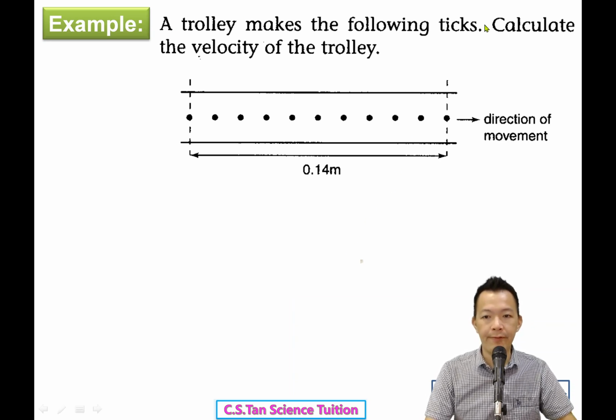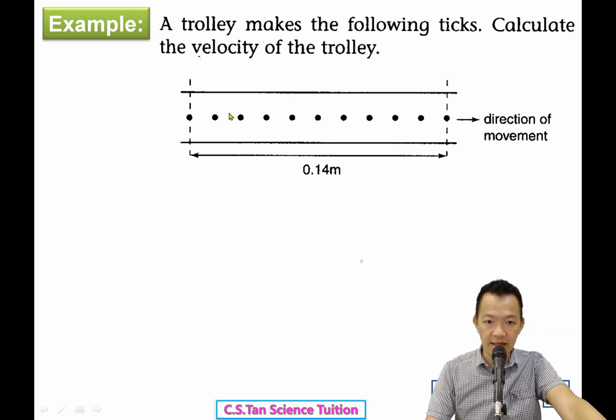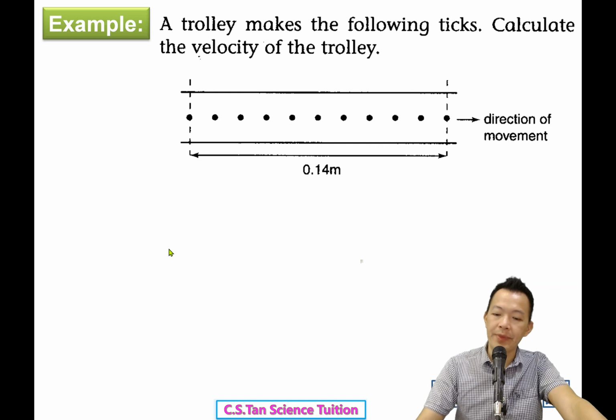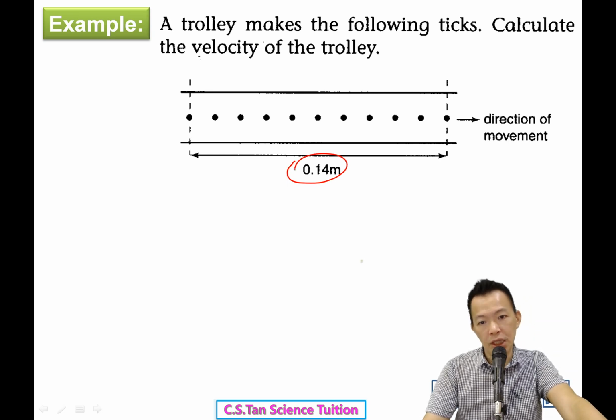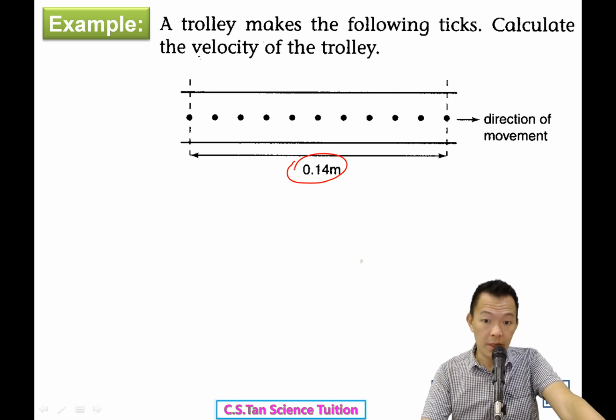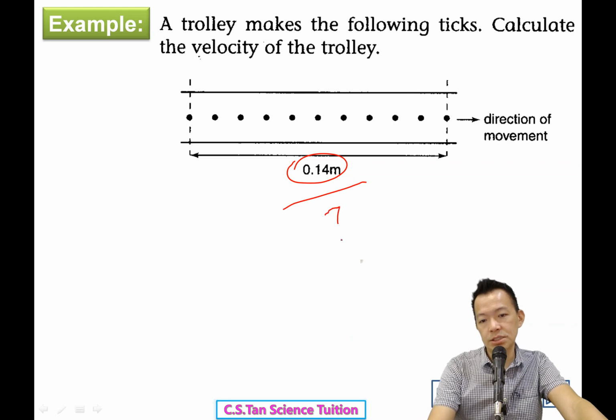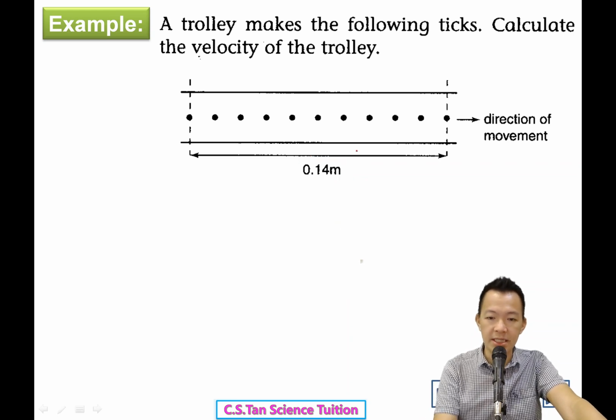这种是好像数学的要做的啦，来。Okay, example number 1. A trolley make the following tick. Yes, tick, tick, tick. 小心。Okay, calculate the velocity of the trolley. 算一算这辆 trolley 它的速度是多少呢？Okay, so velocity is equal to the distance. The distance is 0.14 meter. 它的距离是 0.14 meter. Over the time, 除它的时间。But how much is the time? 它的时间是多少呢？Okay. They don't tell you the time, but you can get the time from the tick here.